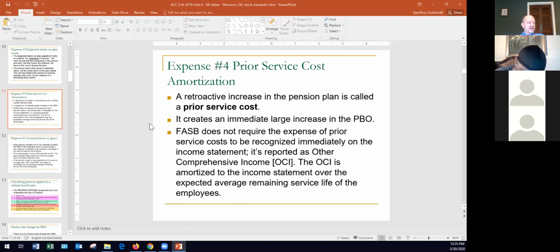And so FASB says that you don't have to record that expense all at once, but you can record it gradually over the remaining work life of the employees. So it creates an immediate large increase in the obligation, but the expense is initially reported not as expense on the income statement, but as other comprehensive income. The other comprehensive income is amortized to the income statement over the expected average remaining service life of the employees.